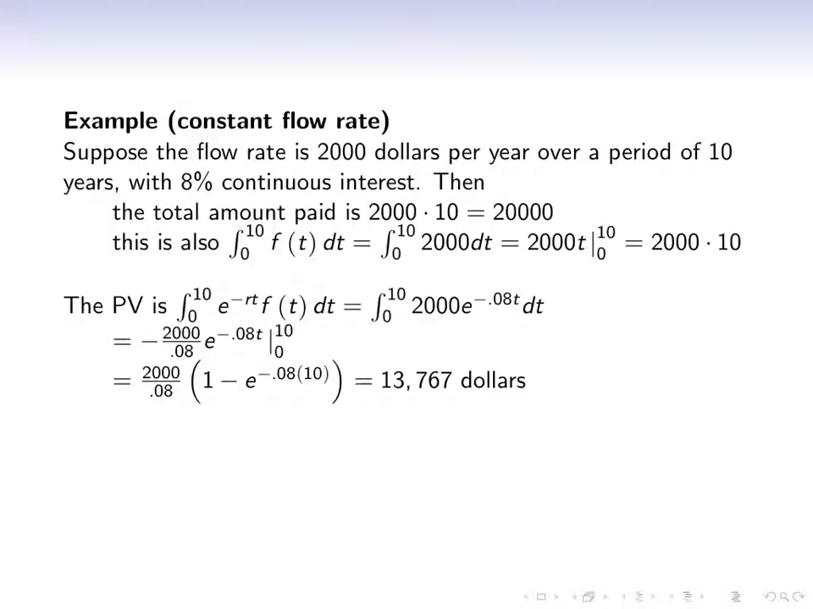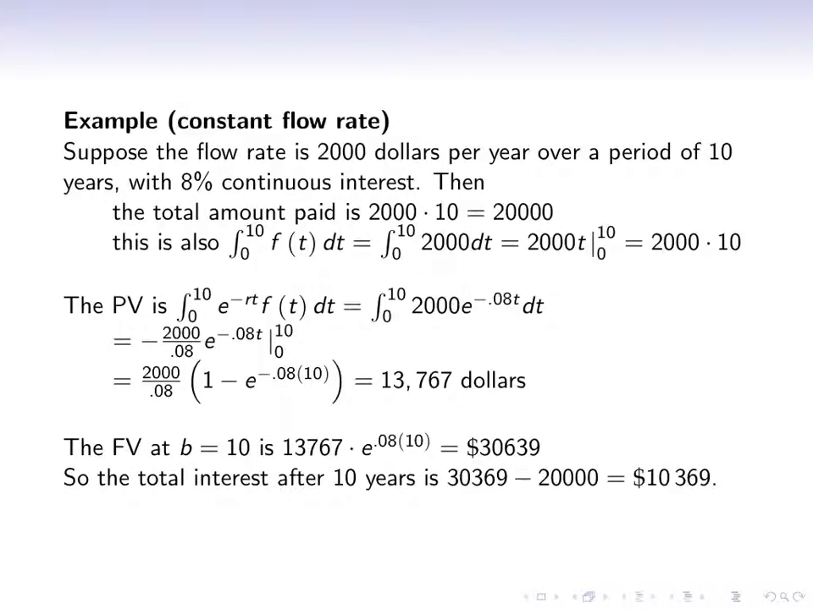which works out to be a little less than $14,000. The future value is gotten by multiplying that amount by e to the rb, so that's e to the 0.08 times 10, and that gives you a little more than $30,000. So the future value is a lot more than the present value, as always.